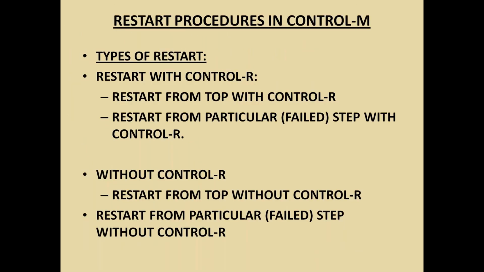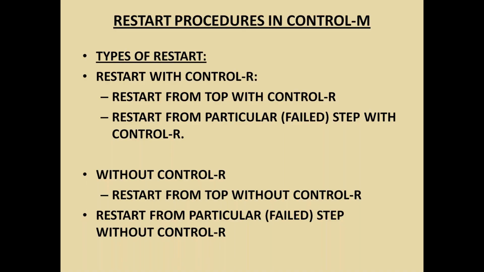Your next important and the last topic here is the restart procedure in Control-M. Whenever any job goes into ended not okay status, the application team will ask you to give some overrides on a job. Once the overrides are given, the application team will tell you to restart the job in Control-M. This concept explains how to restart a job and the types of restart. The first is restart with Control-R, that is Control-M restart. The second is without Control-R. First we will see restart with Control-R.